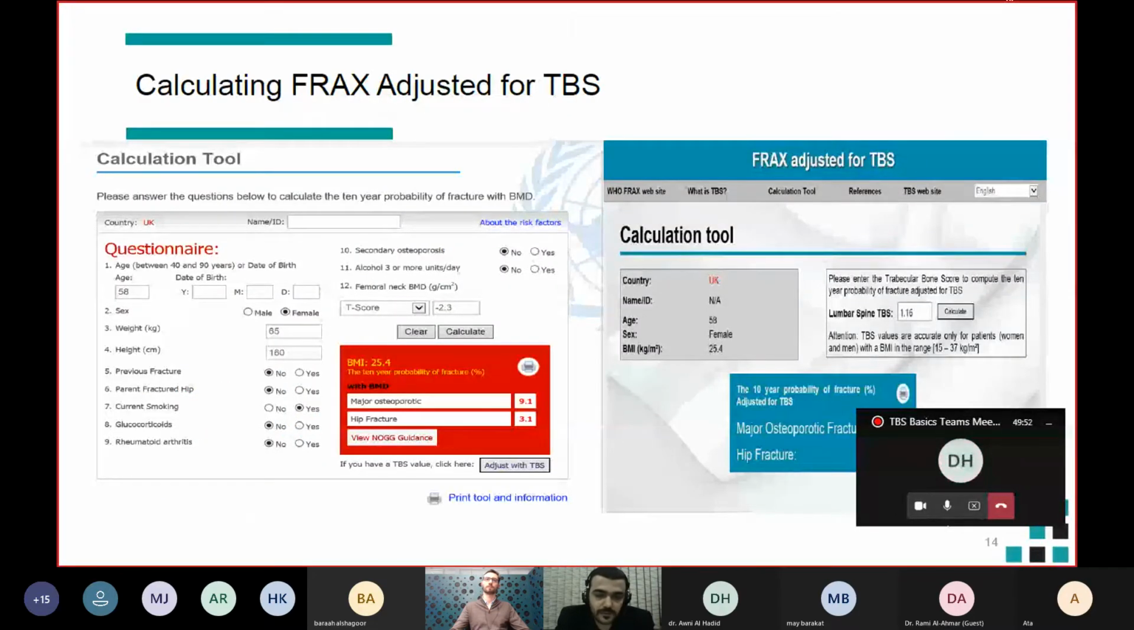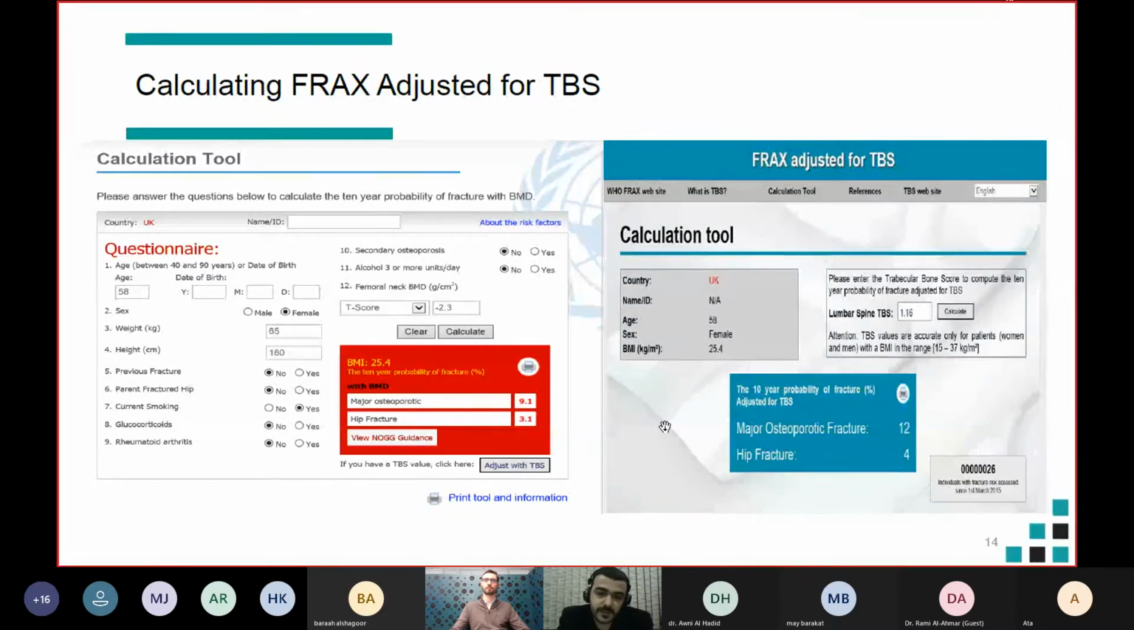Okay, that's the calculation tool on the website. As you can see here, after you calculate the FRAX and answer the risk factor questions, you will get a notification here: if you have a TBS value, click here and adjust with TBS. If you click on it, you will get another page. You put the TBS number inside it, and you calculate. You will get another value of FRAX.